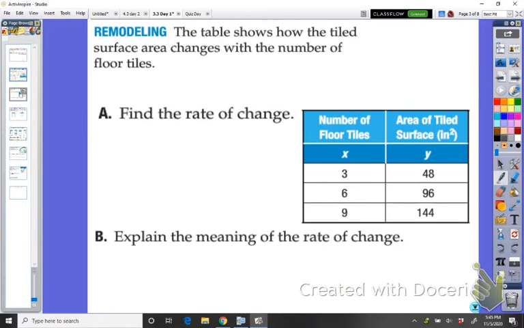So this one with the floor tiles and the surface area, I want you guys to try this one in your notes. You can pause the video. Again, pick 2 values, 2 x values, 2 y values that are corresponding to that. Find the change in y over the change in x and explain the meaning of that rate of change. And we will check that in class on Monday.